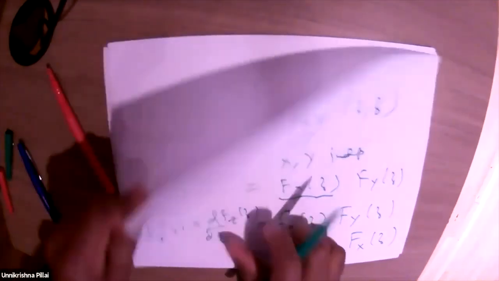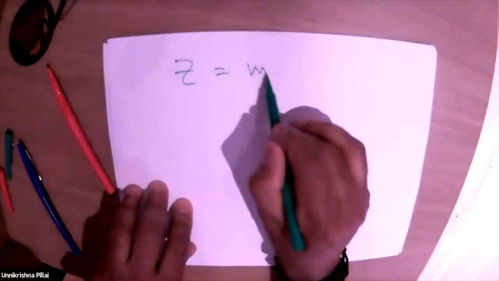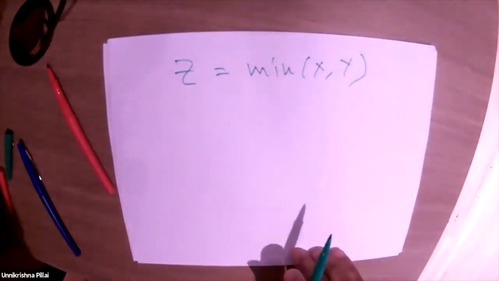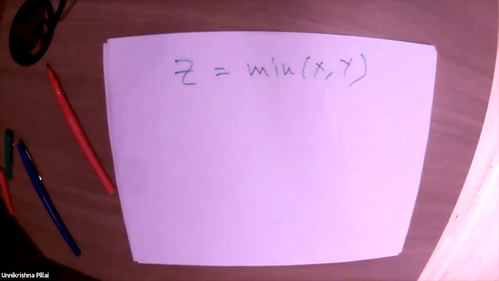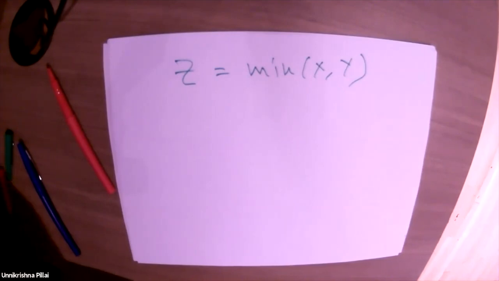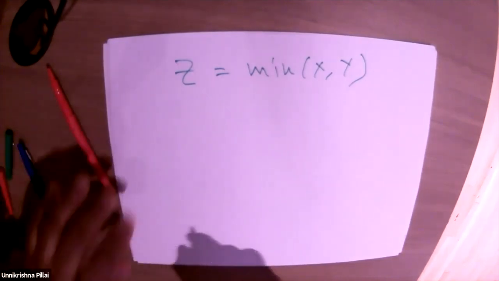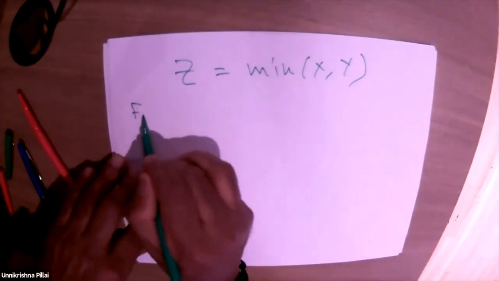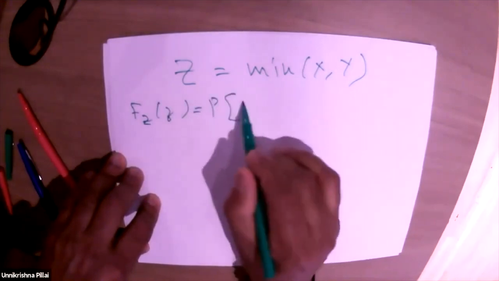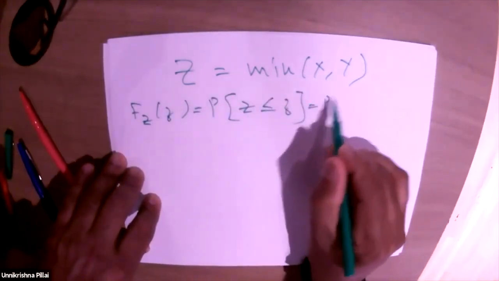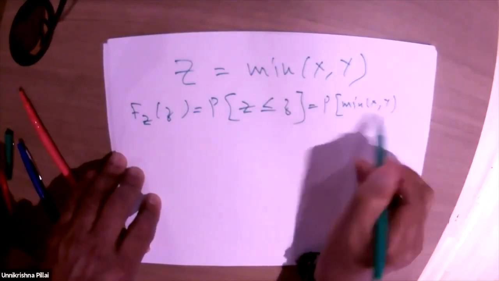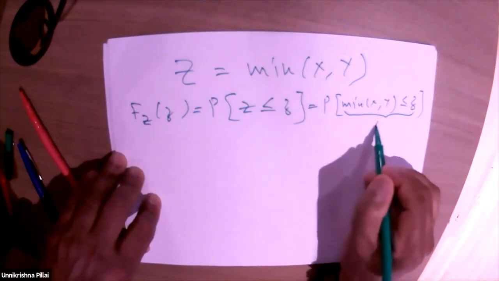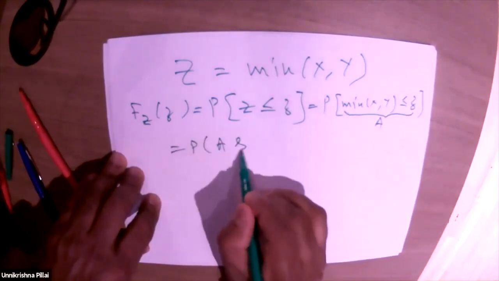So let me do the minimum now. Let's say z is the minimum of x comma y. I'll proceed exactly the same way. Fz of z is the probability of Z less than or equal to z, but Z is given to be the minimum of X comma Y, less than or equal to z. So let me call this A as before.